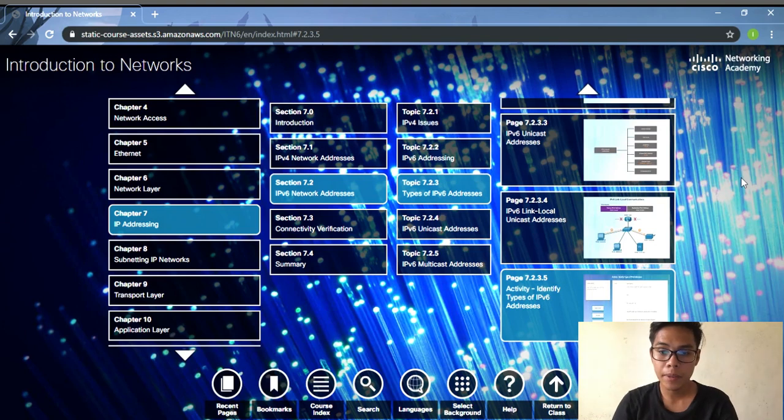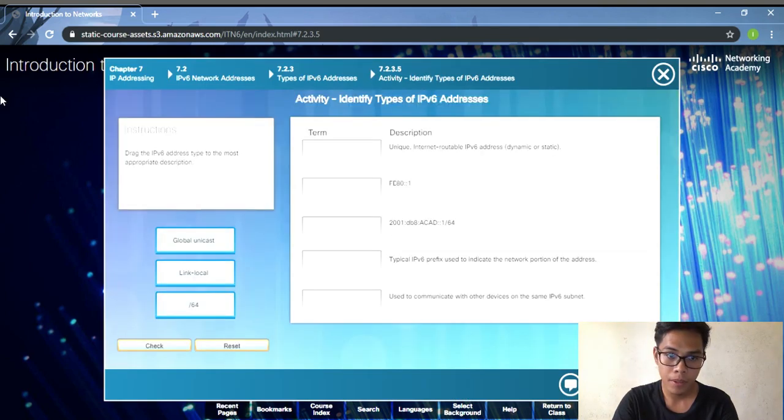So the next activity is in page 7.2.3.5. This is entitled Identify Types of IPv6 Addresses. So let's open it. The instruction is drag the IPv6 address type to the most appropriate description. So here are the terms. We will choose from the three choices: global unicast, link local, and /64. Here is the description. Let's read it and identify.